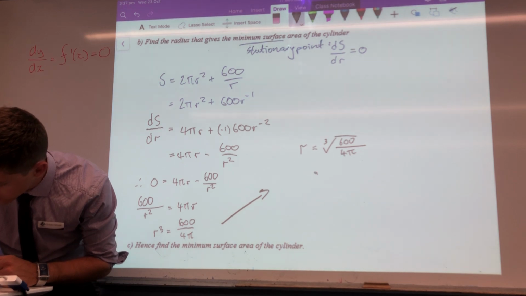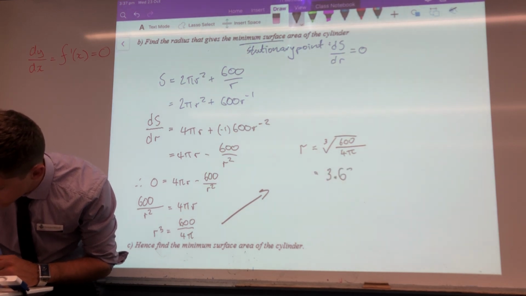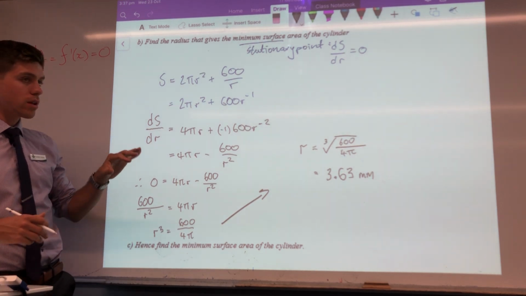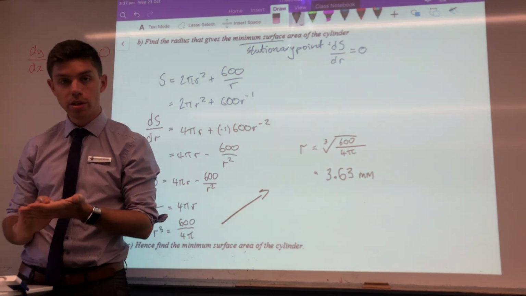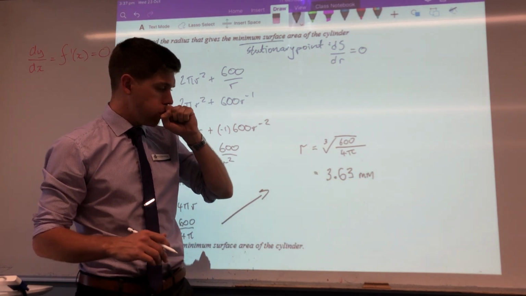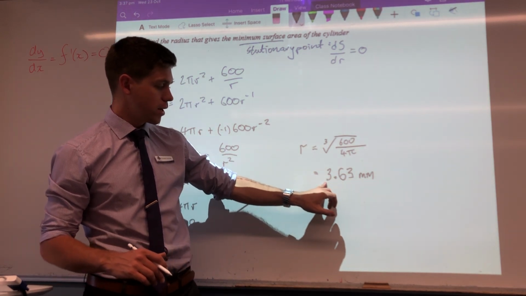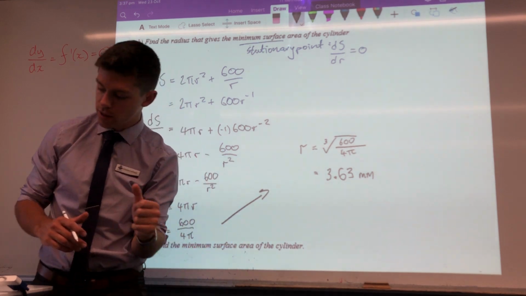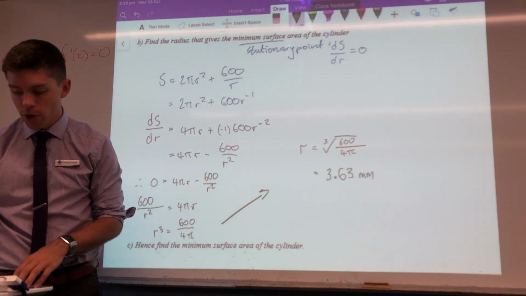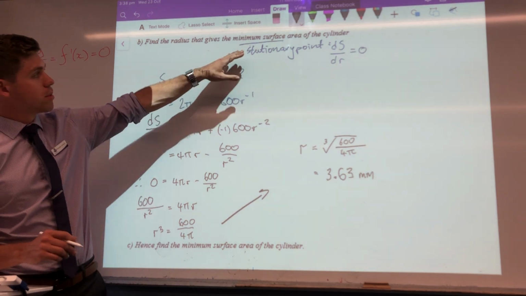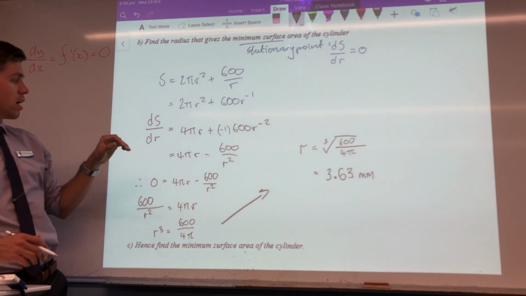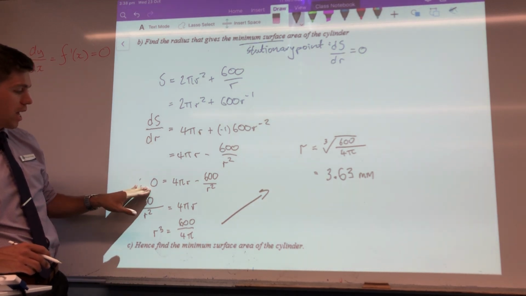Or 3.63 millimeters. So our volume at the top was given in millimeters cubed, which means our radius is in millimeters. And 300 was 3 significant figures, so 1, 2, 3 significant figures there. So what have we just determined there? We've determined that the radius that gives the minimum surface area is 3.63, and we've done that by evaluating the gradient function at the stationary point.